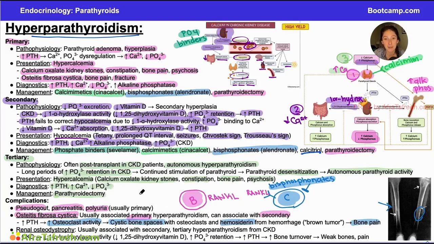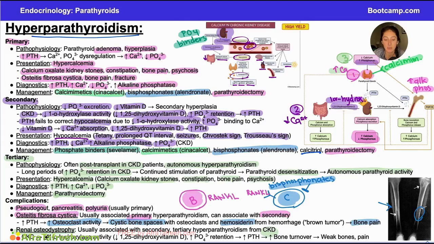And then one final complication that I want to make sure you guys are aware of, associated mostly with secondary and tertiary hyperparathyroidism, is that of renal osteodystrophy. So renal osteodystrophy is usually associated with secondary or tertiary hyperparathyroidism from chronic kidney disease. So it's usually only seen if the cause is chronic kidney disease.